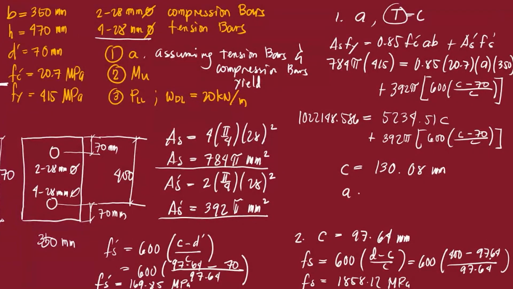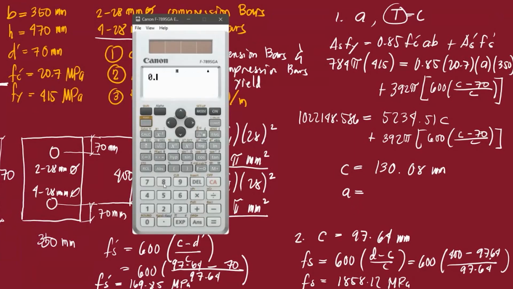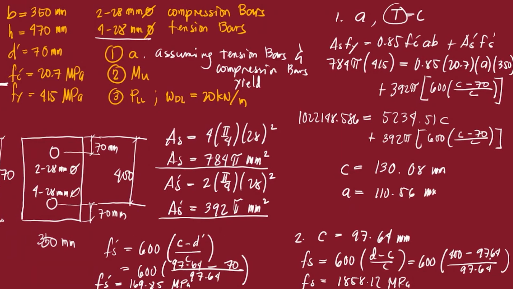Okay? If the depth of the compression block is asked, you need A. You just need to multiply the C by 0.85, or the value of your beta 1. So your A is equal to 110.56. This is in mm. Okay, if the problem does not state otherwise, assume the tension bar and compression bar yield. And your answer is this one. But if it is not stated, you still have to check, and then solve for the value of A.